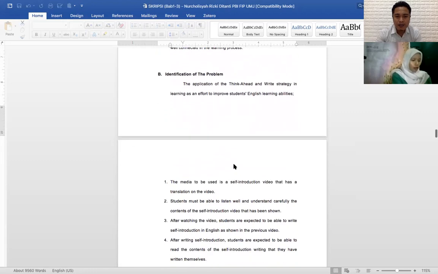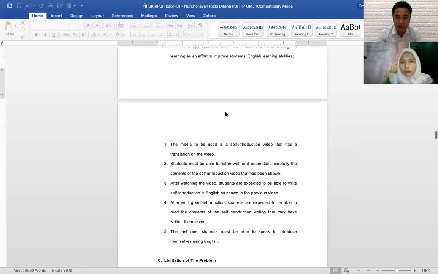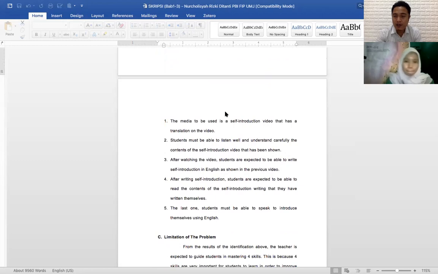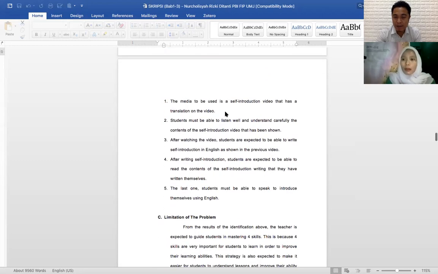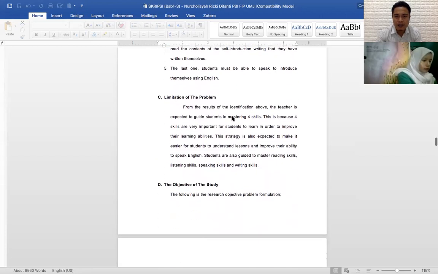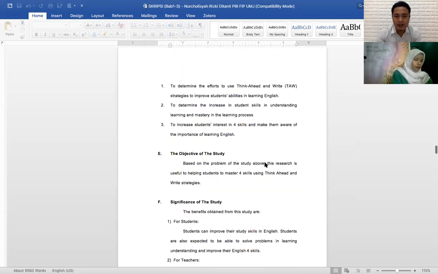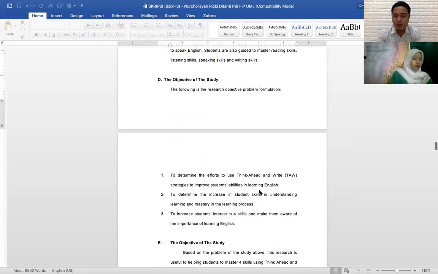Okay? Identification of the problem. Your identification of the problem here, try to focus only on 3 or 4 main problems that appear. Do not mention too much. And then limitation of the problem. You have to put the name of the school and also the class where you conduct the research.